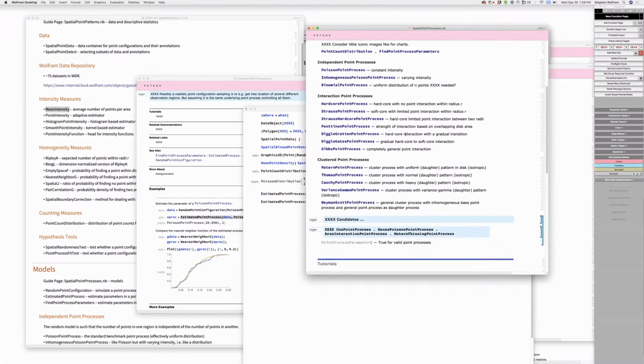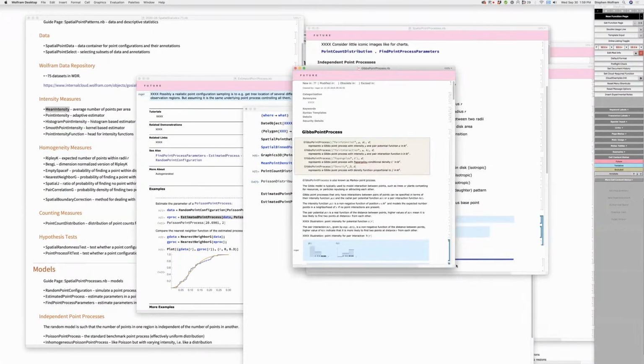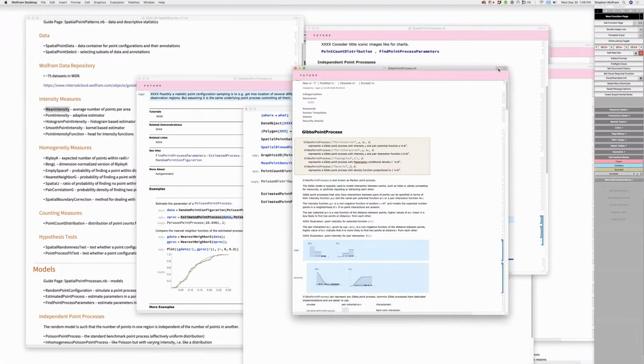That's the same for random variables and random processes. Okay. A Gibbs point process. What did old Josiah Willard get up to there?